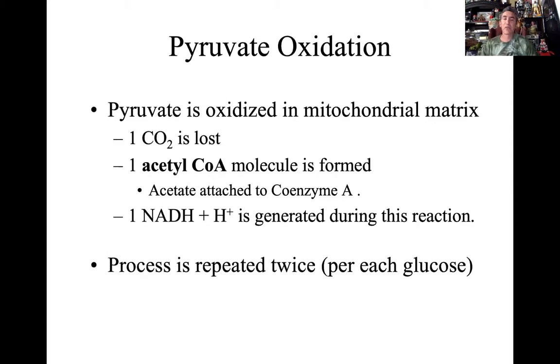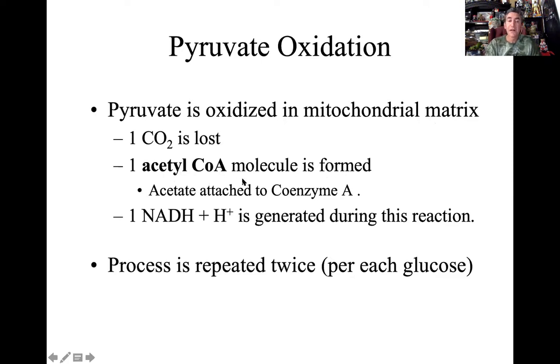So let's look at pyruvate oxidation. Pyruvate oxidation, a pyruvate is oxidized in the mitochondrial matrix, deep inside the mitochondria, right? We lose a carbon dioxide, and an acetyl-CoA molecule is formed.